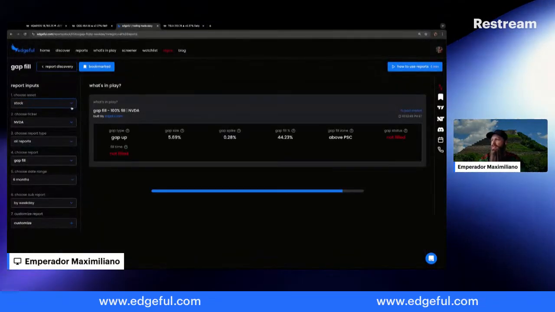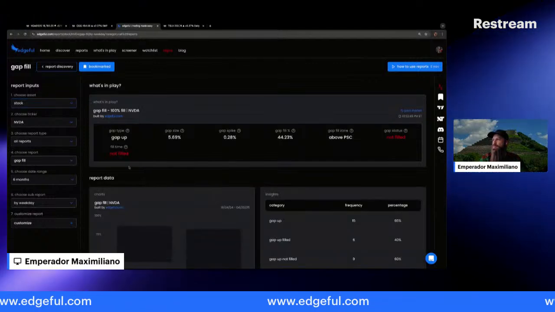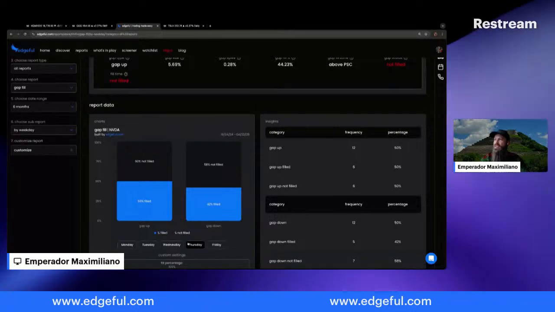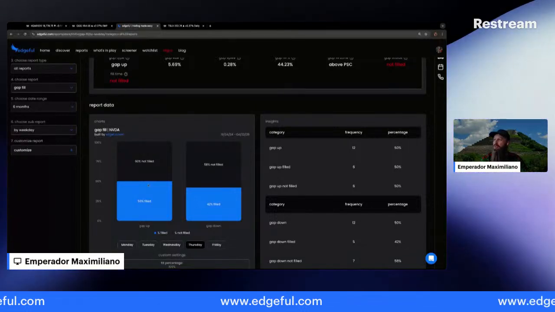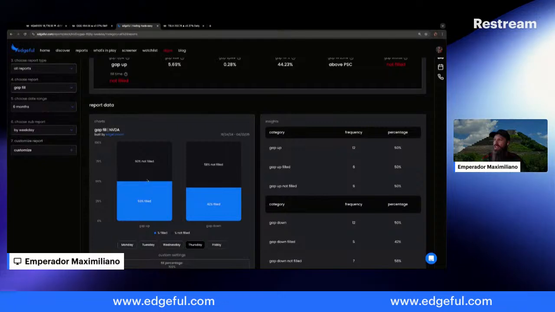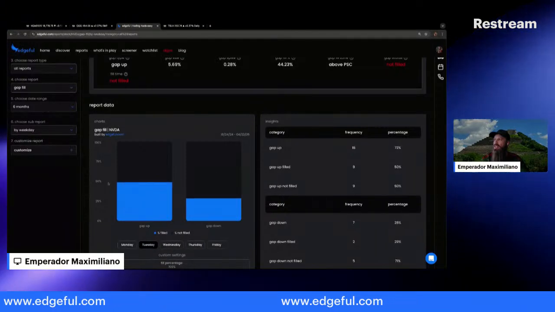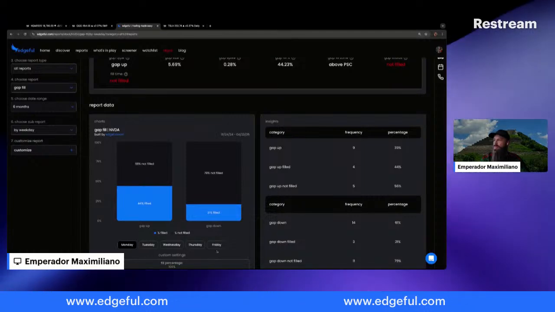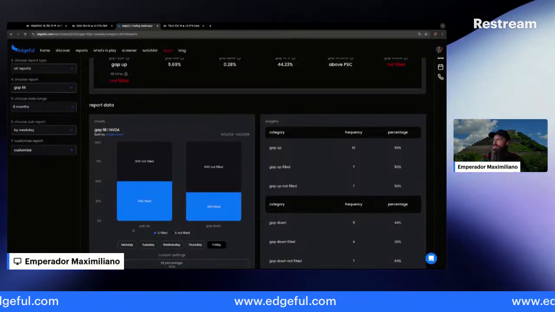So you trade NVIDIA. Look at that. NVIDIA Thursdays, completely different than what QQQ and SPY look like. 50-50, 50-50. And you can also go back and add more data and stuff. Interesting.